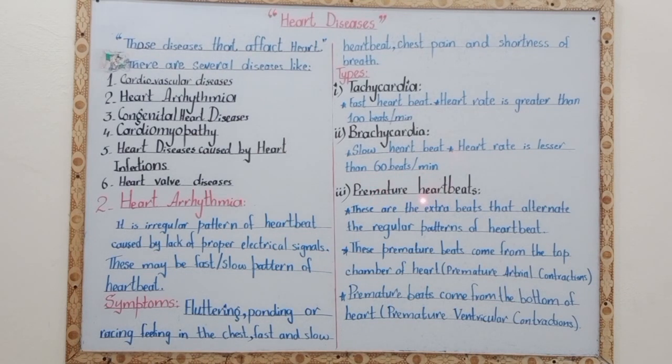While premature heartbeats means there are extra beats that alter or change the regular pattern of heartbeat. Some premature or extra beats come from the top chamber of the heart, that is from the atrium, known as premature atrial contractions. While premature heartbeats that come from the bottom of the heart are called premature ventricular contractions.